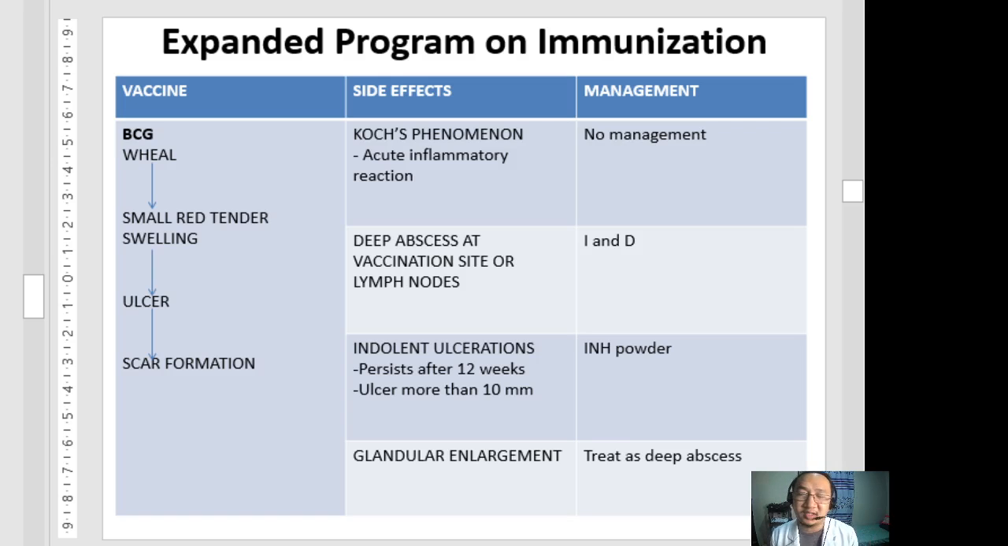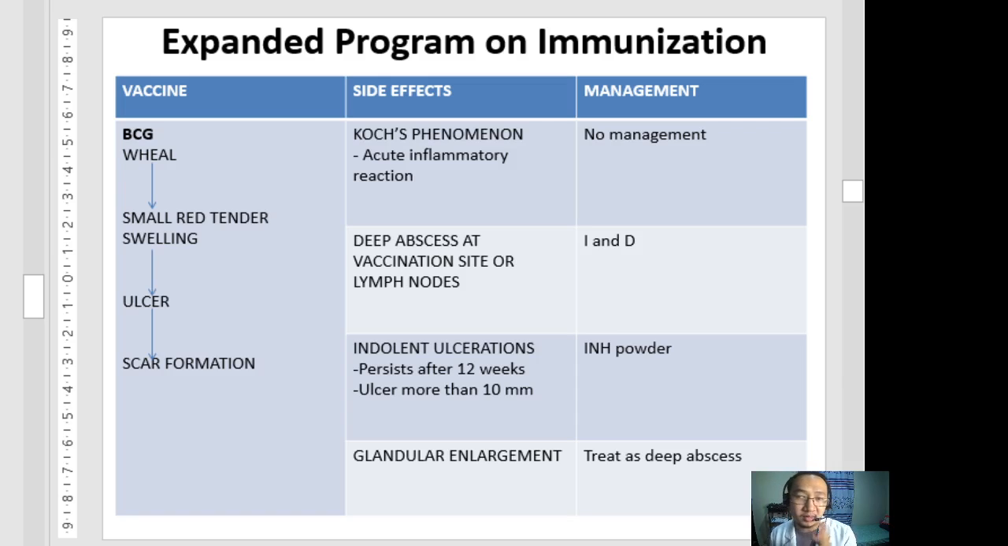For other side effects, which are less common, we have a deep abscess at the vaccination site or in the lymph nodes, and management here is incision and drainage. You are going to incise the part and drain the pus out, and this is not a normal side effect. Together with indolent ulcerations treated with INH powder, or isoniazid powder, and glandular enlargement, this is also treated as a deep abscess. Again, these three, after the Koch phenomenon, are not usual side effects.